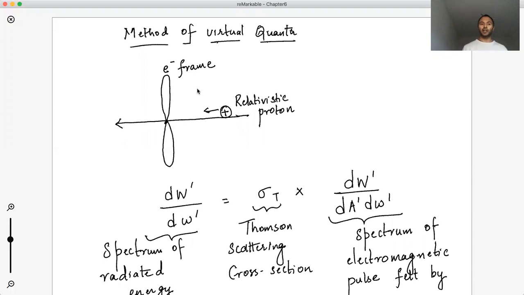One way to deal with this problem is to go into the electron's rest frame. So let's say you are at rest, and you see a proton approach towards you at a relativistic speed, right? If your velocity was 0.9 times the speed of light, in your rest frame you see a proton approaching at 0.9 times the speed of light. Okay, that's fine. So what happens then?